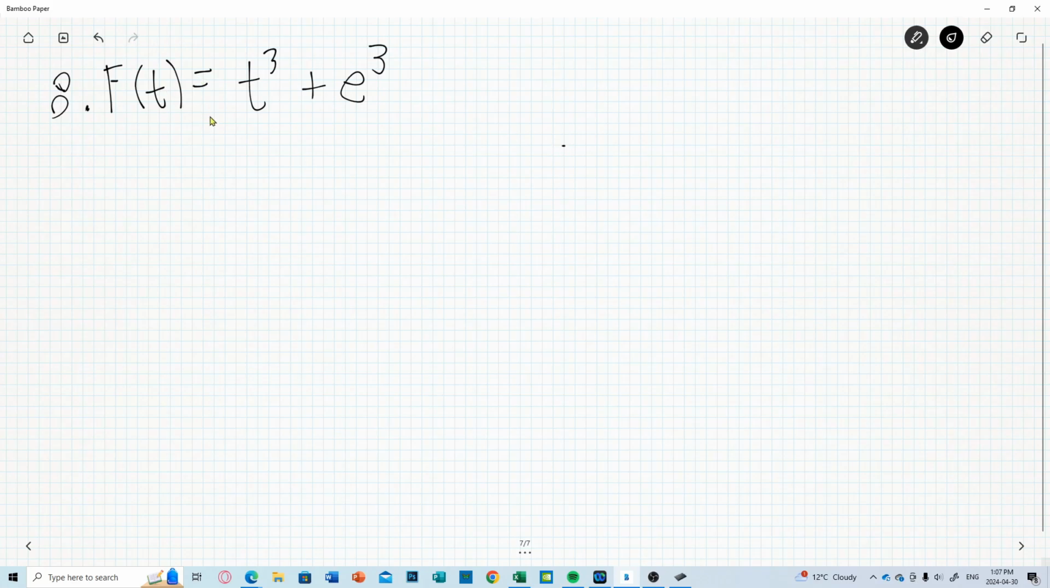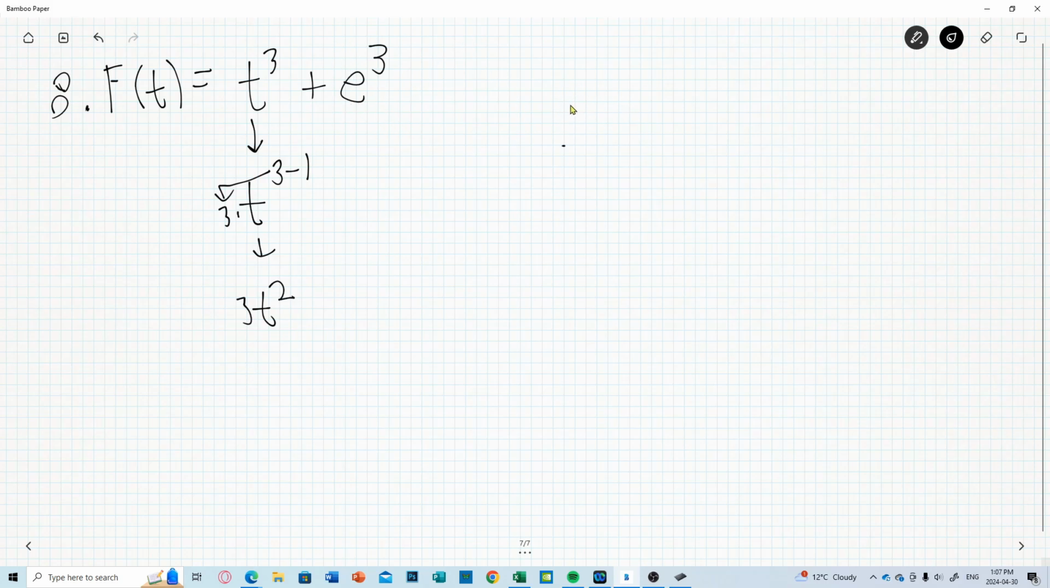Okay, so we're ramping up the difficulty a little bit with this question, but it shouldn't be too bad. This is going to be the same as the last two. It's going to be t to the 3, bring down the 3, and then minus 1, just to give you a 3t squared. Now, e to the t is a little bit more tricky.